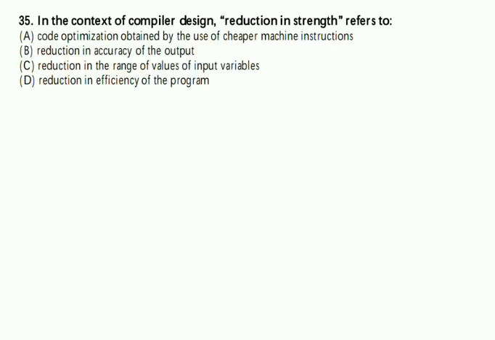In the context of compiler design, reduction in strength refers to. Reduction in strength in compiler design refers to an optimization technique where expensive or complex operations are replaced with cheaper or simpler ones. This often involves replacing higher cost operations like multiplication or division with lower cost ones like addition or bit shifting, thus improving the efficiency of the code. Option A is the correct one.